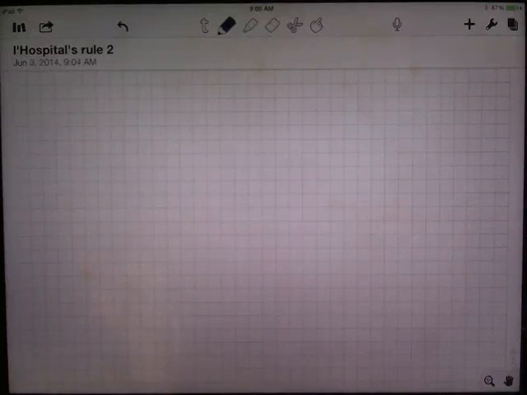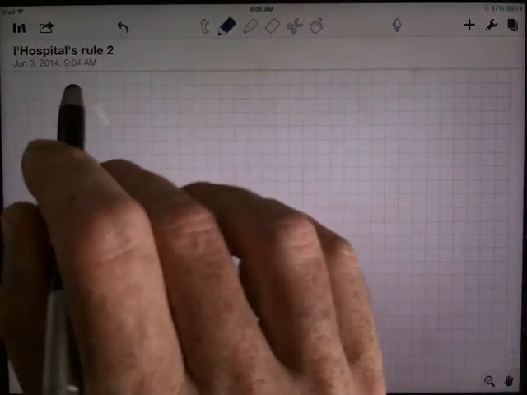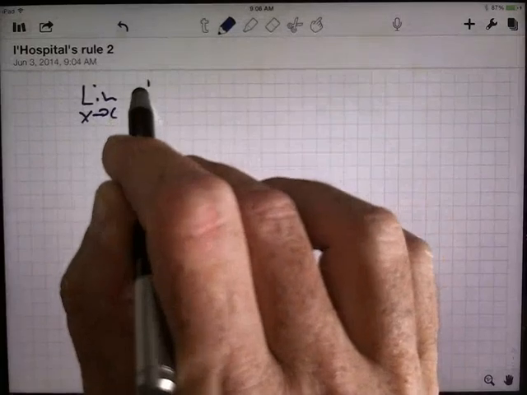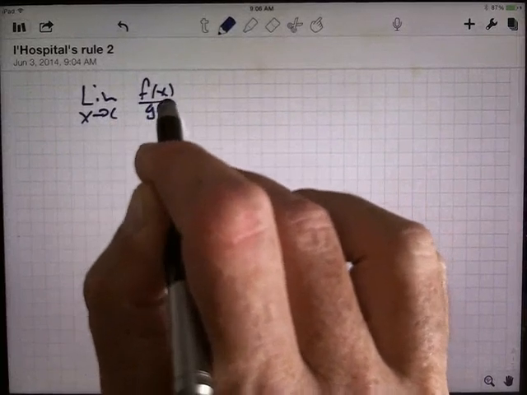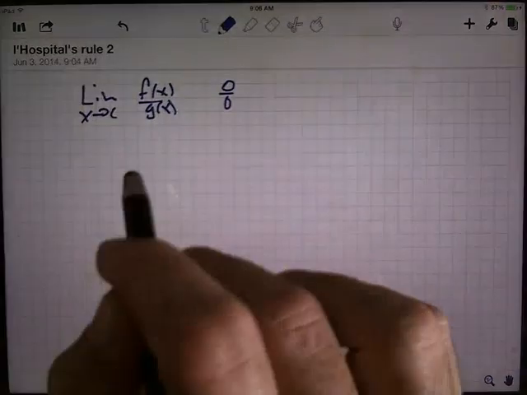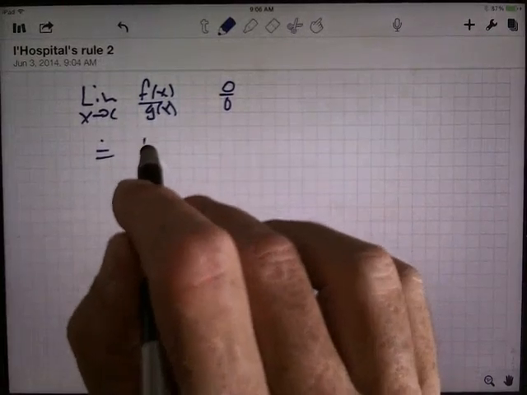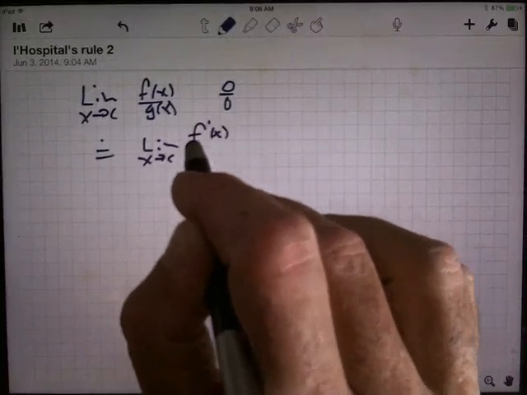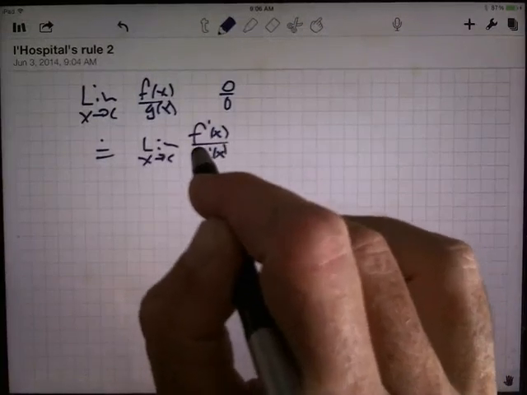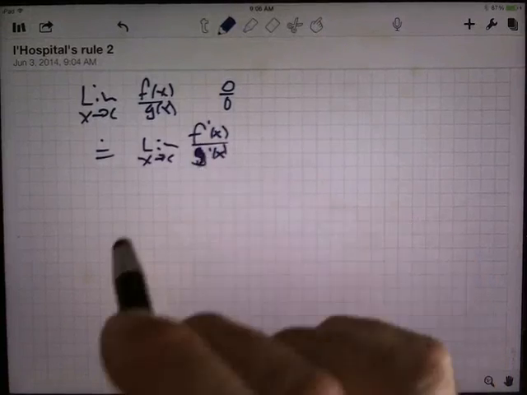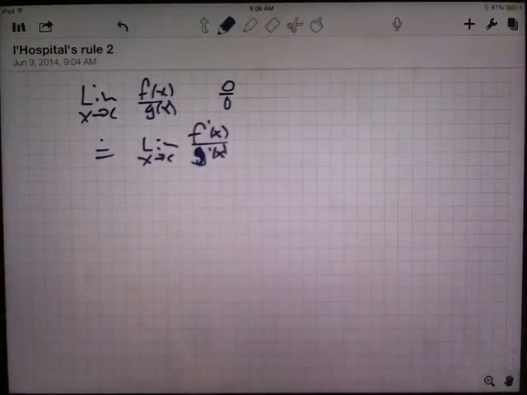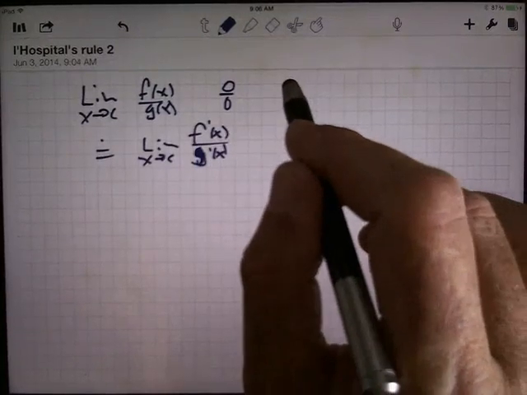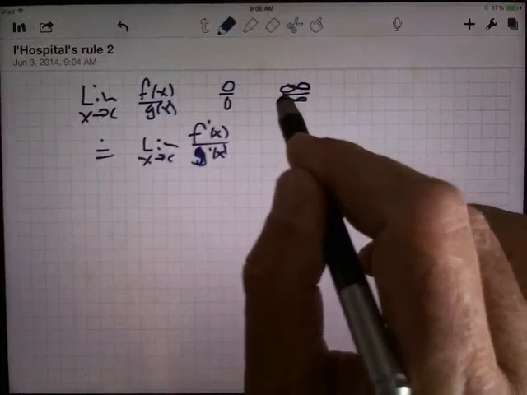L'Hopital's rule has another version. Remember, what we've already done is that if you're looking at a situation where you get the limit as x goes to c of f of x over g of x, and this looks like a 0 divided by 0, then this is equal, by L'Hopital's rule, to the limit as x goes to c of f prime of x divided by g prime of x. So instead of looking at the limit of the y values, you look at the limit of the slopes, and it ends up being the same thing. Well, it turns out that L'Hopital's rule also works when you have an infinity divided by infinity.